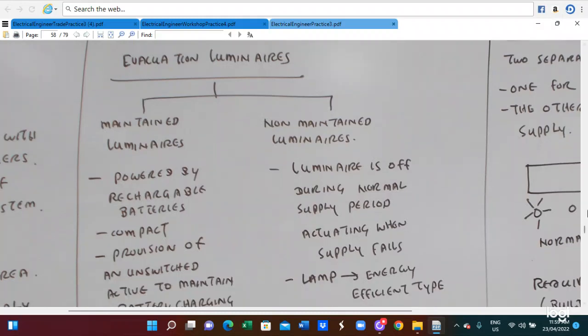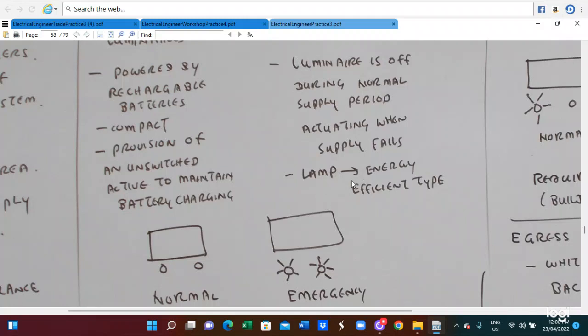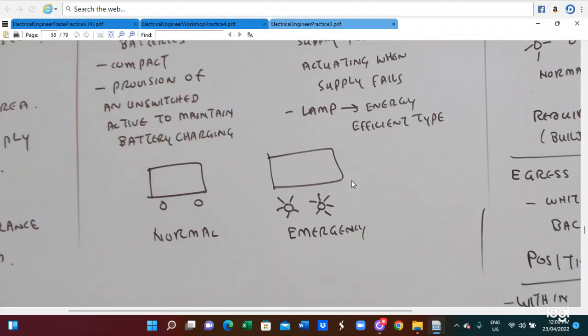So there are two kinds of system, maintained luminaires and non-maintained luminaires. Maintained luminaires are powered by the rechargeable battery, with a switch added to mains battery charging. Non-maintained luminaires are off during the normal supply period and activate when the supply fails, and the lamps must be the energy efficient type. So this is the diagram symbol of the normal, and this is the emergency.